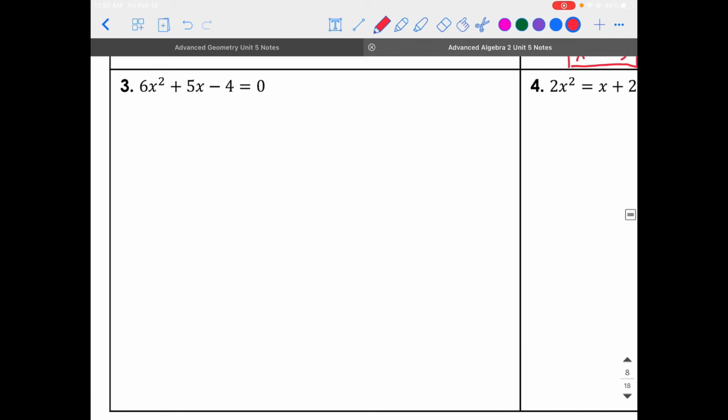Okay. Number 3, there is no GCF. So let's start out by multiplying A and C. 6 times negative 4 is negative 24. So I'm looking for two numbers that multiply to be negative 24, but add to be 5. Think about it. Try to figure out what those numbers are. They are 8 and negative 3.